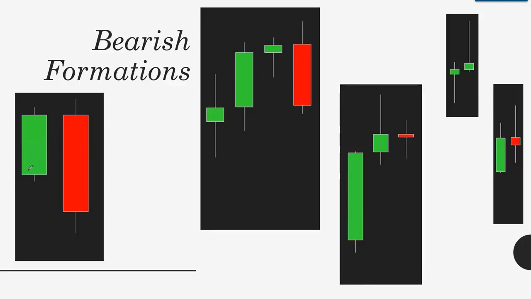So for example, here, this is a green candlestick. So your open is right here. Let me change that pen color. So your open is down here, your close is up here. If it is red, then your open is up here, your close is down here.